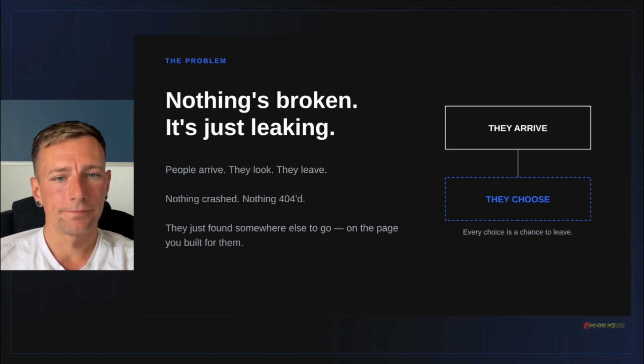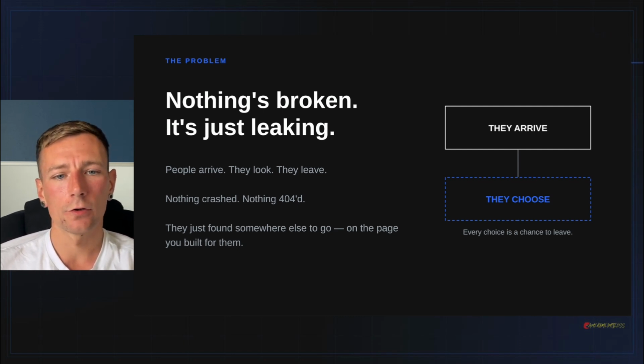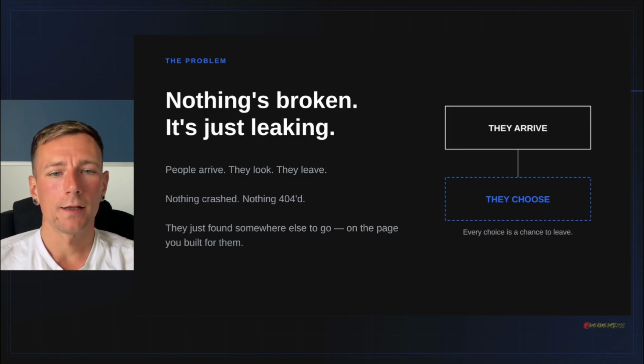Nothing is broken, it's just leaking. Here's what makes this one hard to spot. Nothing is broken. Page loads, the button works, nobody emails you to say your site is down. They arrive, they look, they leave, and they didn't leave because your offer was bad. They left because you gave them somewhere else to go. Your own page with a link you built and paid for.